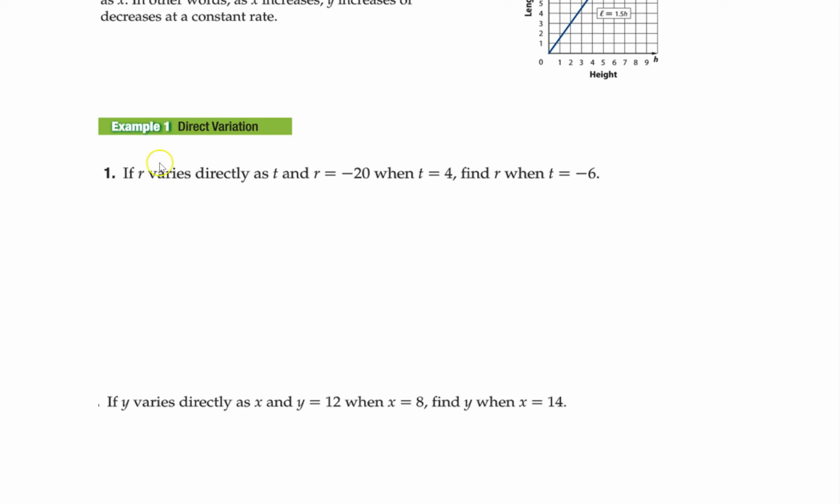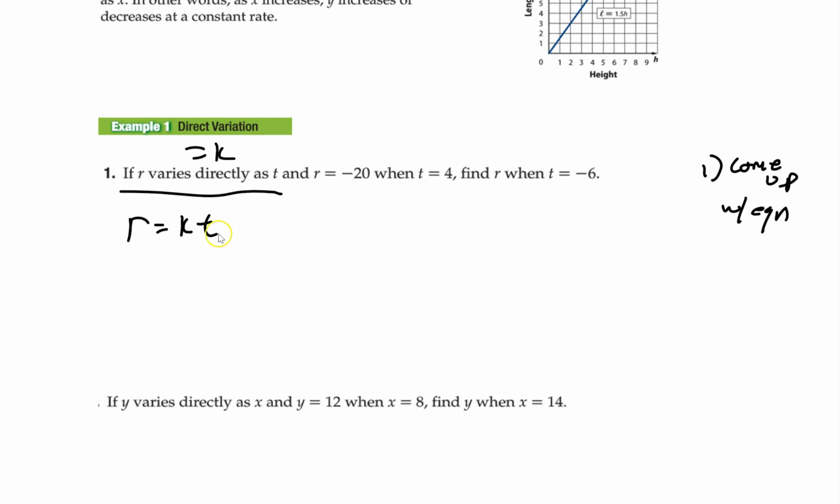So let's look at the problem. Example 1. R varies directly as t. So let's come up with an equation for that. Step 1 with this stuff, come up with an equation. So I'm going to have R equals, now varies directly, remember, is equals k, equals kt. So that's my equation. Now look what it says. And R is -20 when t is 4. Find R when t equals -6.